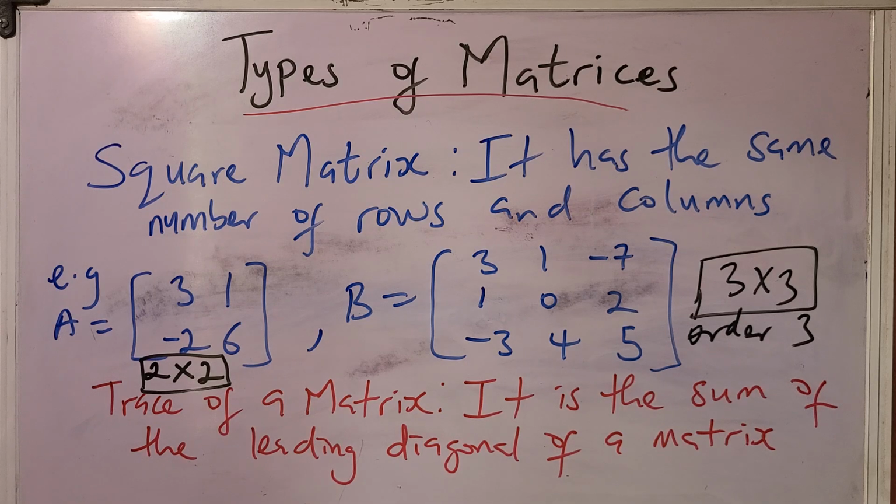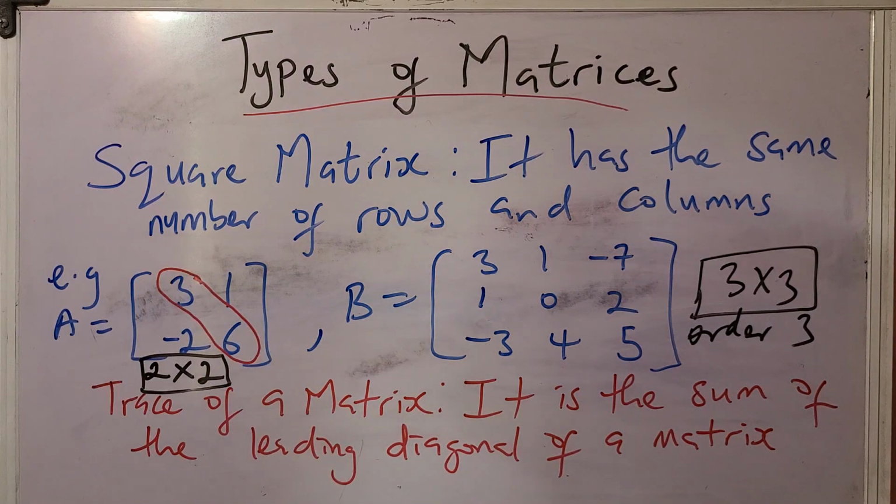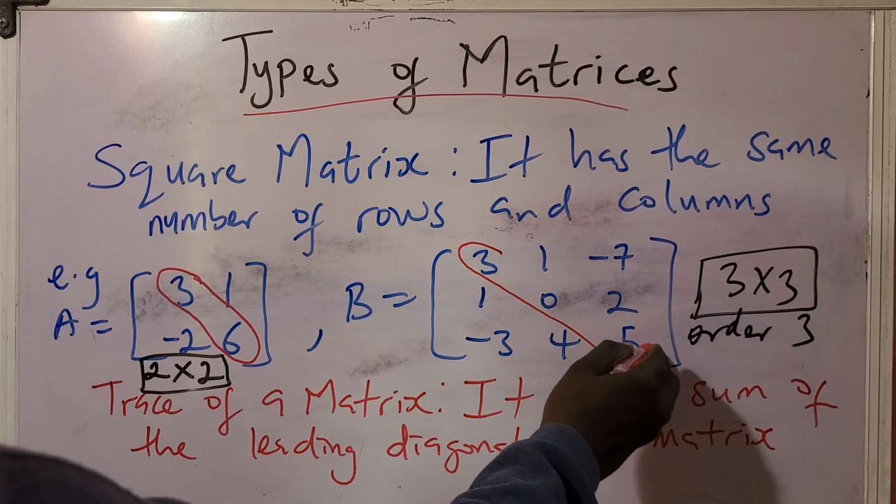All right, the next thing I want to quickly talk about here is what we define as the trace of a matrix. Now, I already talked about what we call the leading diagonal of a matrix. In matrix A, we can see this is the leading diagonal. It is the diagonal that stems from the top left to the bottom right. So this is the leading diagonal, 3, 6. While for matrix B, you can see this is the leading diagonal there.